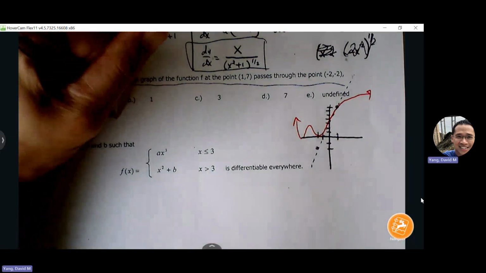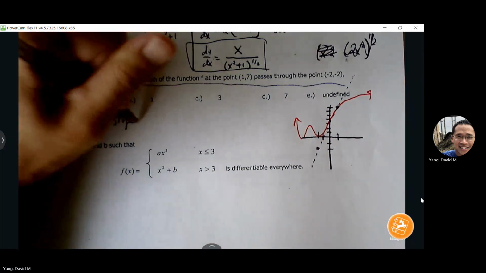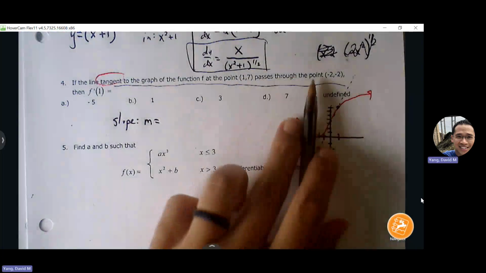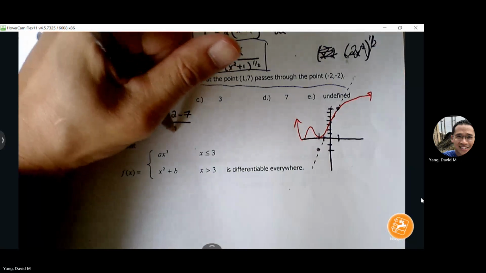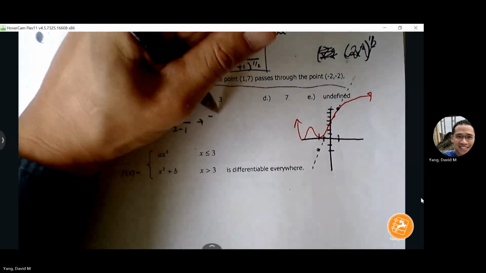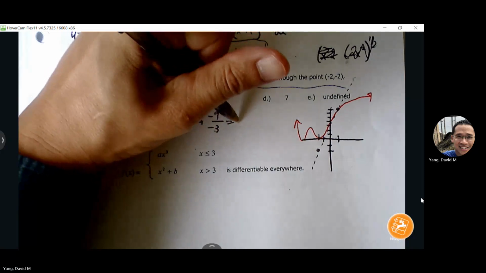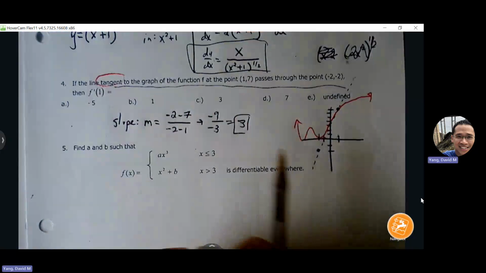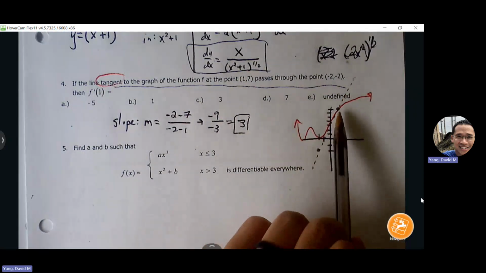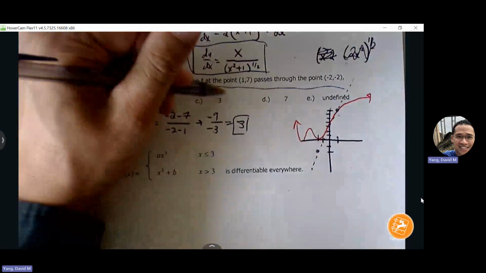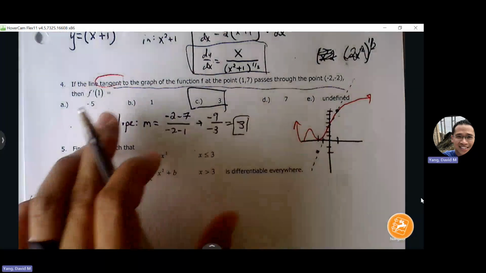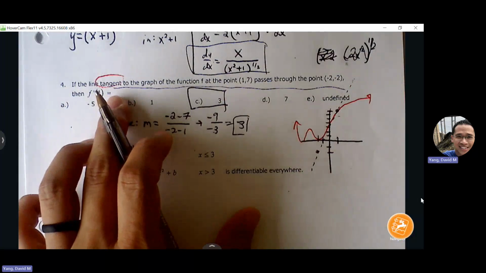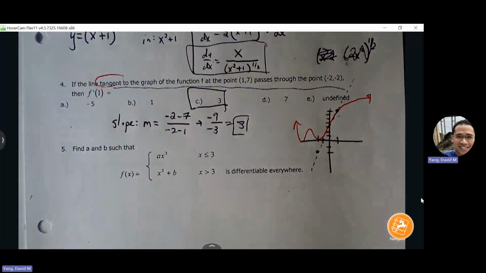So here's my slope. Change in y over change in x. So the slope of the line is 3, and the slope of the curve at that point must also be 3. Because if I have a line that is tangent to a curve at a point, that means they share the same point and they also share the same slope.